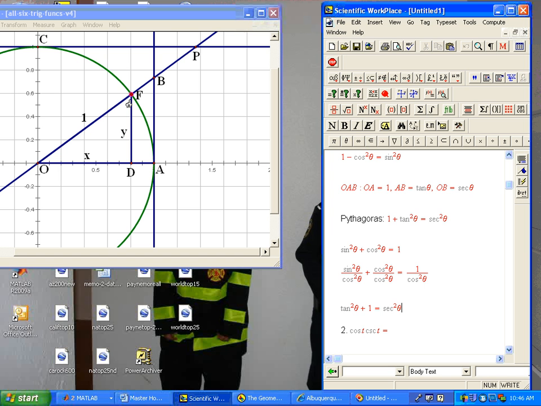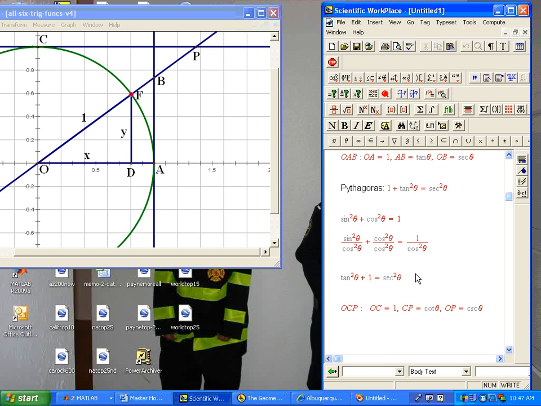Well, what's the last triangle? It was OCP, and let's see what we get out of that. We have OC is 1, because that's the radius of the unit circle. CP turned out to be cotangent theta, and OP turned out to be cosecant theta. And so what do we get when we apply Pythagoras? We get 1 plus cotangent squared theta equals cosecant squared theta.